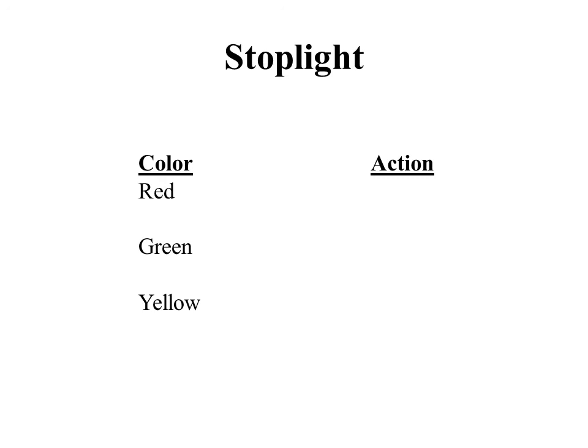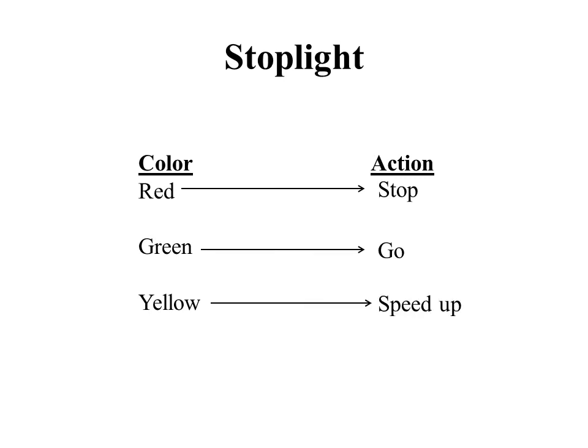Now, my favorite example of a function that doesn't involve numbers is a stoplight. Right? You get up to a stoplight and you see three colors, either red, green, or yellow. Now, each one of those colors is associated with an action. Right? If you see a red light, you stop. If you see a green light, you go. If you see a yellow light, well, you speed up or do something like that.